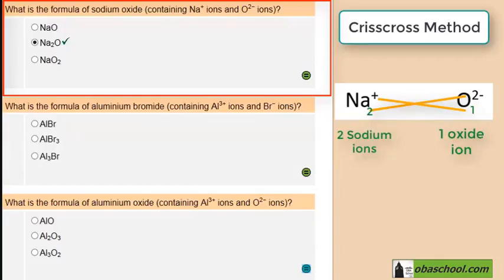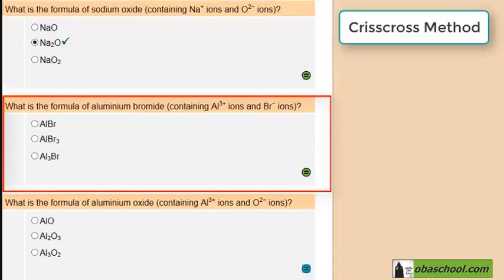Let's move to the second question. What is the formula of aluminum bromide? Aluminum bromide contains Al3+ and Br- ions. Just like the first question, try solving this one using the crisscross method and then continue watching this video to see if you have the correct answer.